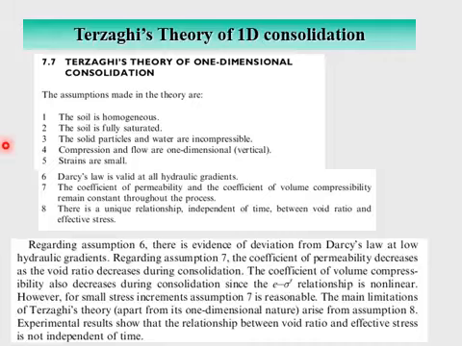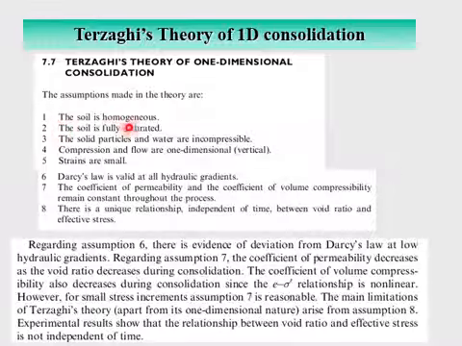As you know, behind any theory there are assumptions, right? So to simplify the equation, the derivation, the scientist makes some assumptions, and then he derives his equation, right? And then he checks it with real life variation and sees how much is the deviation of his solution from real life. So these are the assumptions that Terzaghi made for his one-dimensional consolidation.